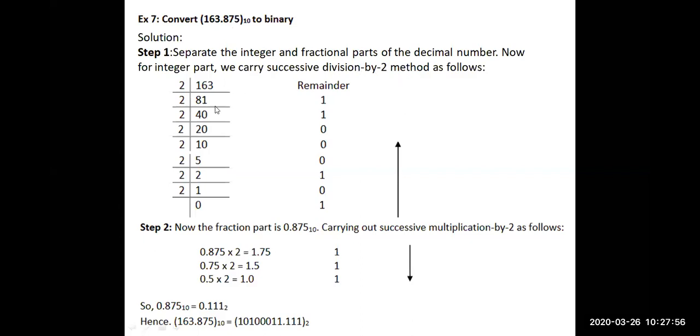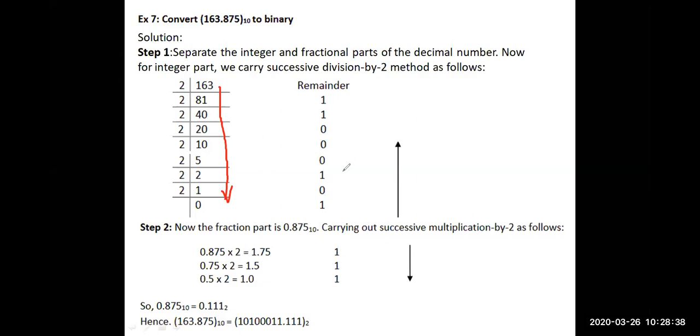Here the same procedure is followed again. 163 is successively divided by 2. First of all, divided by 2, we get the answer 81. Remainder comes as 1. Then 81 divided by 2, quotient 40, remainder 1, and so on. We should do this until we get quotient 0, or the last divisor is 1.